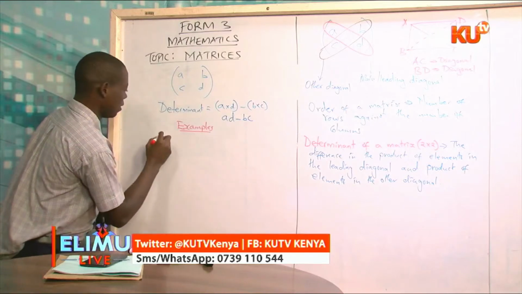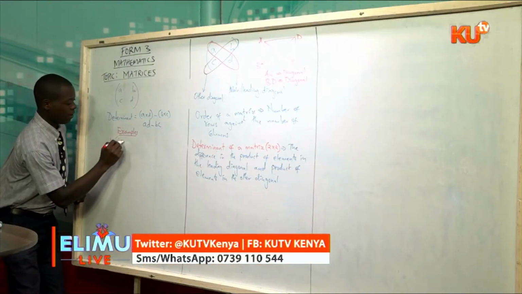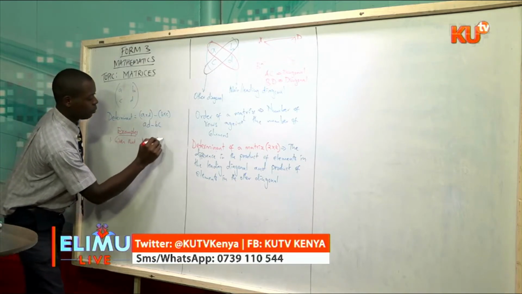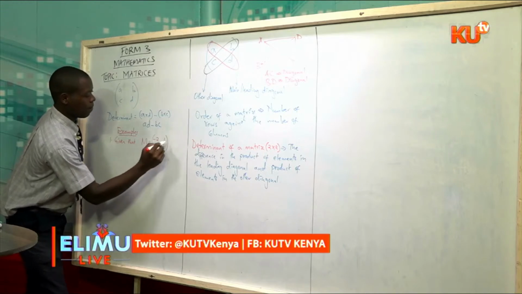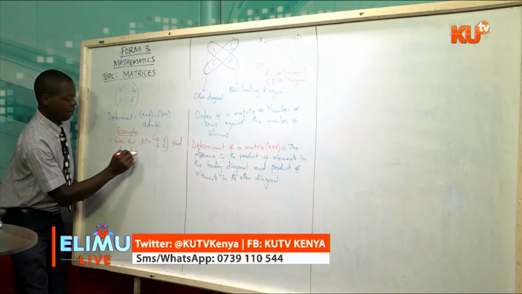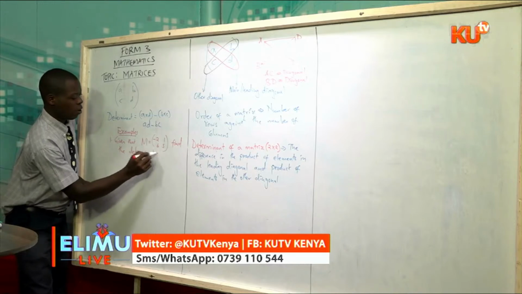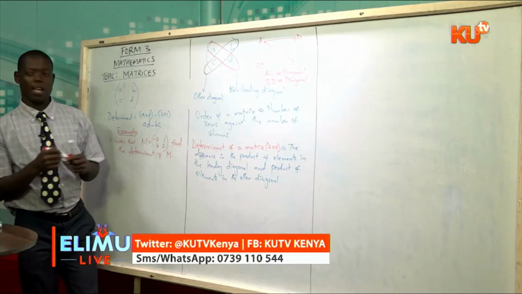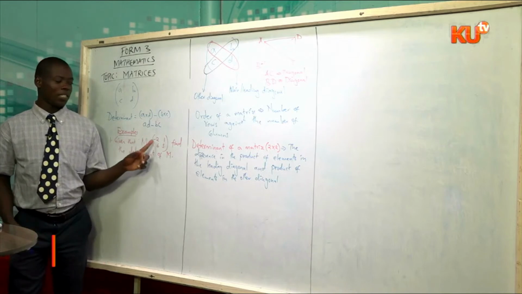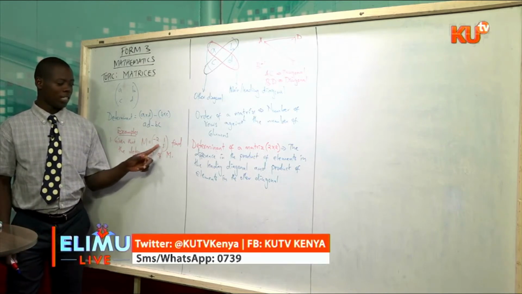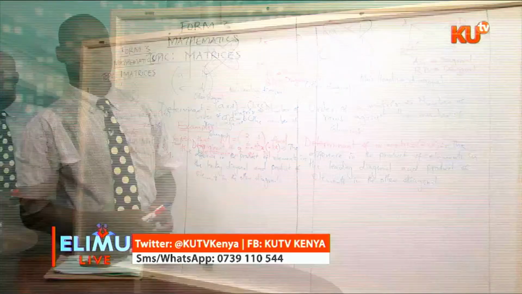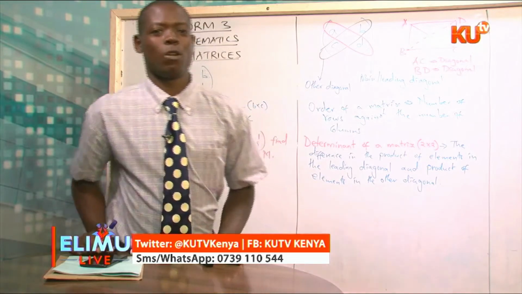We are told, number 1, given that M is -2, 1, 6, 5, find the determinant of M. Our matrix M has the elements -2, 1, 6, and 5, and we are required to find the determinant of M. From the explanation, students, how will we work it out?